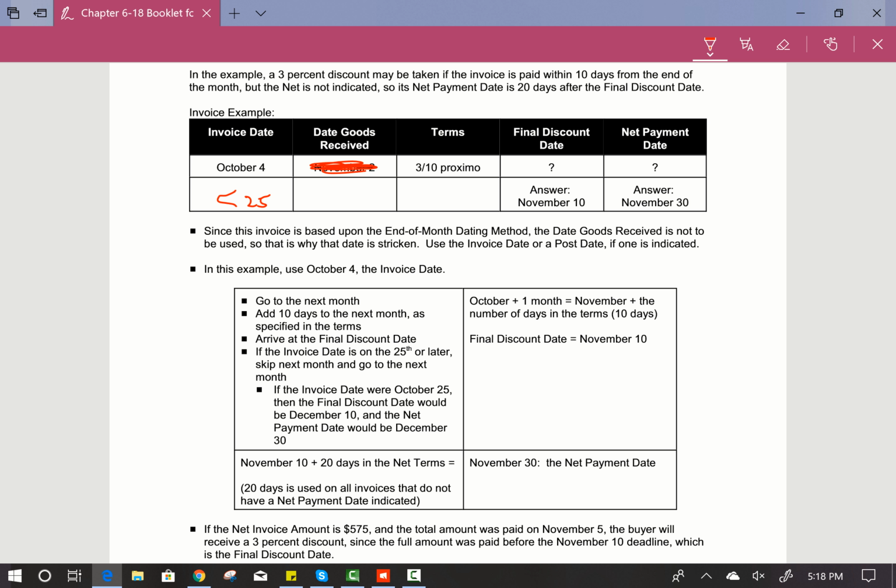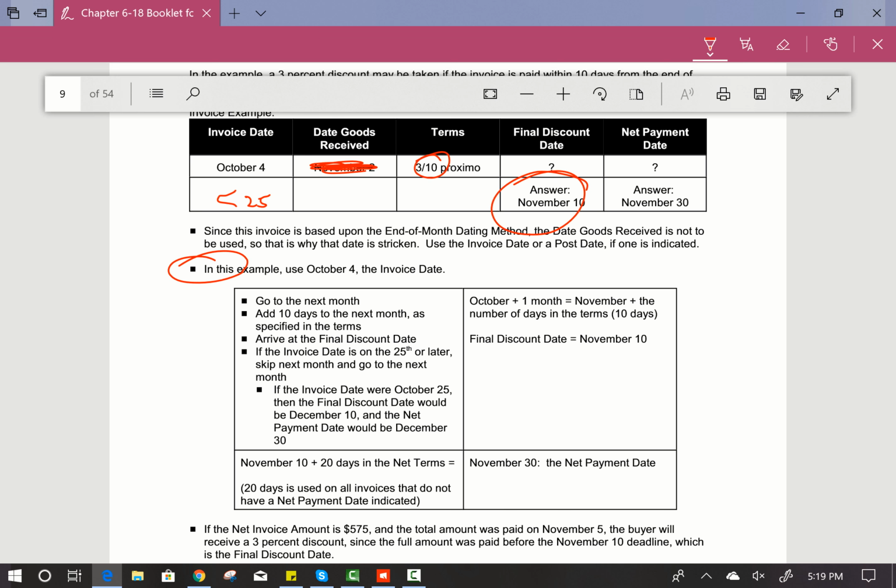But on the end of the month method, if it's on the 25th or earlier, then what we do is follow this example. We go to the next month, which is September, October, November. November, thank you. We'll go to November and look at the terms of 10 days. And so November plus 10 days will give us the final discount date. And then add 20 days for the net payment date. So November 10th plus 20 equals November 30th.